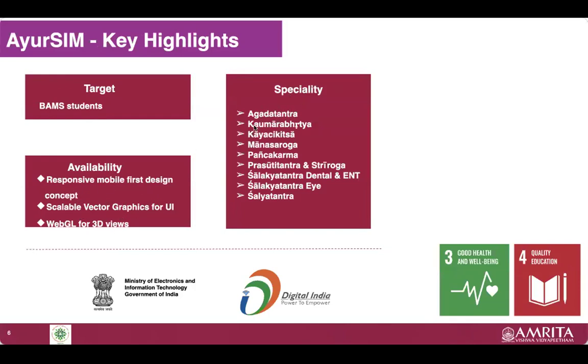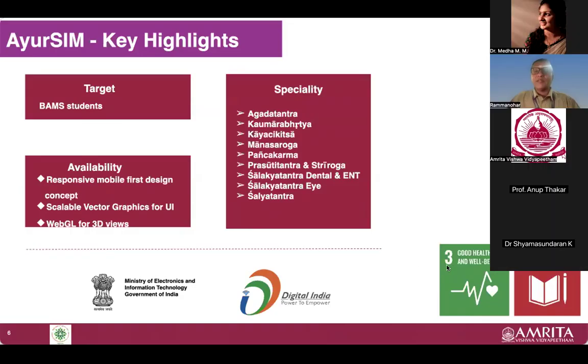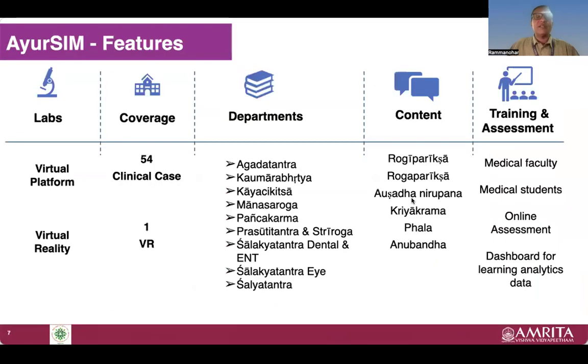The specialities covered are Agada Tantra, Kaumara Bhritya, Kaya Chikitsa, Manasa Roga, Panchakarma, Prasuti Tantra and Stri Roga, Shalakya Tantra Dental and ENT, Shalakya Tantra Ophthalmology, and Shalya Tantra. So these 9 specialities are covered. And this is in alignment with SDG goals 3 and 4, good health and well-being, and quality education.